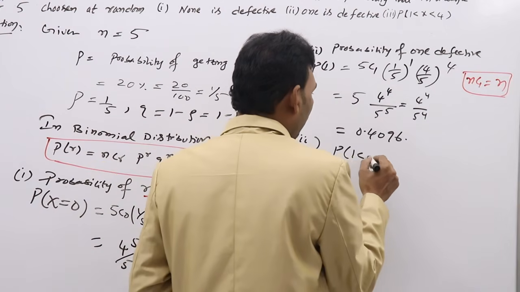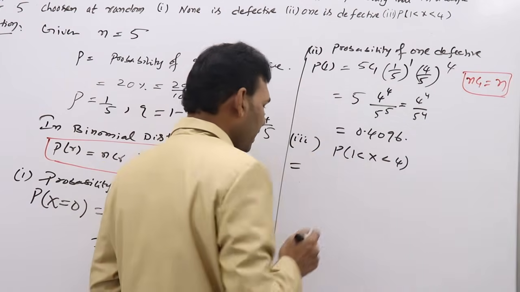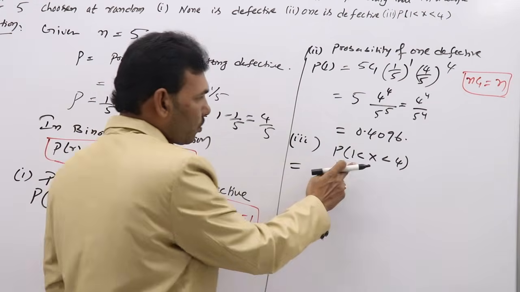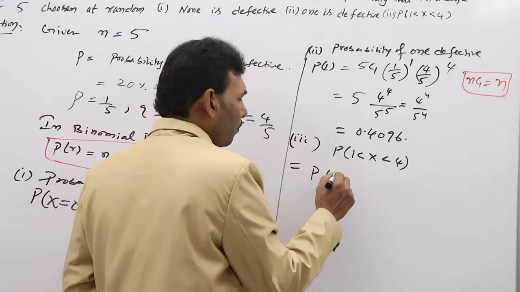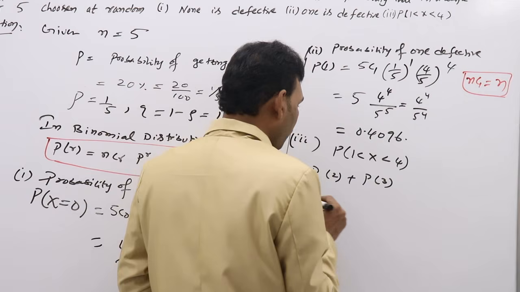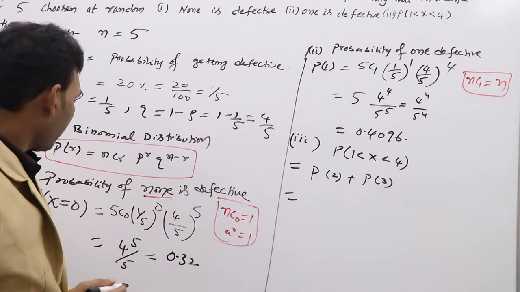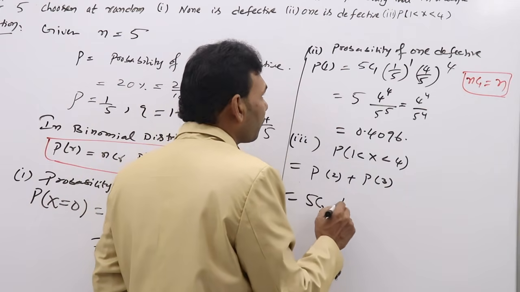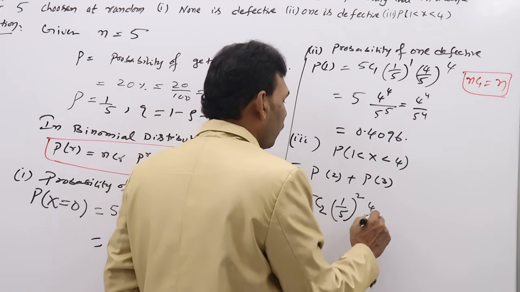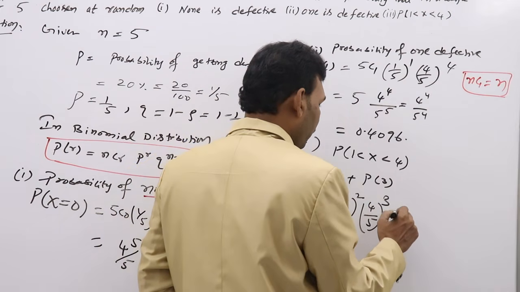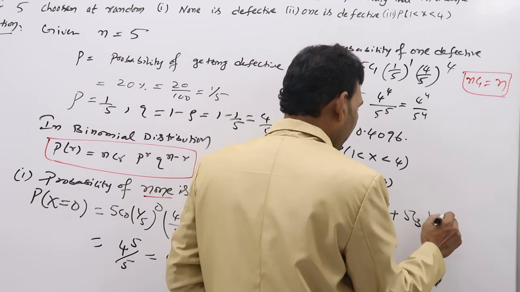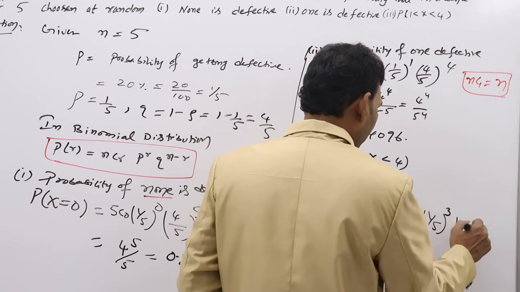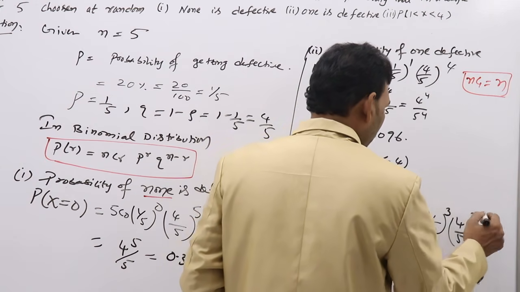Coming to the last bit, third bit. Probability of 1 less than X less than 4. That means between 1 and 4, not equal to 1, not equal to 4, because we don't have equal to. So between 1 and 4, we have these probabilities. Probability of 2 and 3. Probability of 2 means writing 2 in the place of r in that formula. That is 5C2, (1/5)^2, (4/5)^(5-2), that is cube. 5C3, (1/5) whole cube, (4/5)^(5-3), whole square.